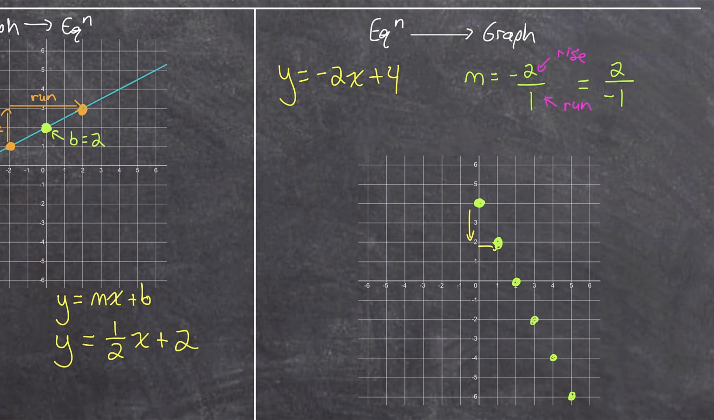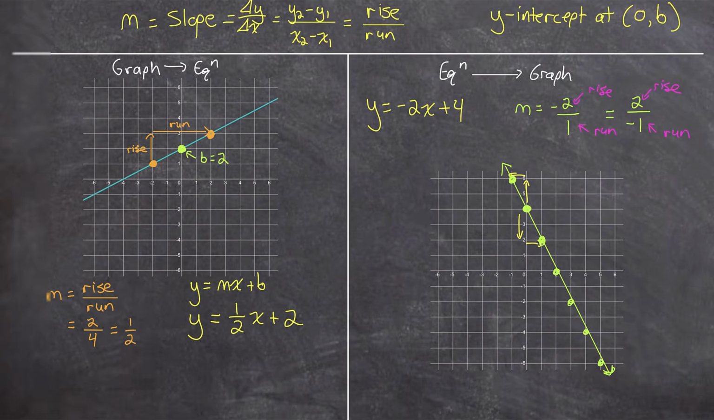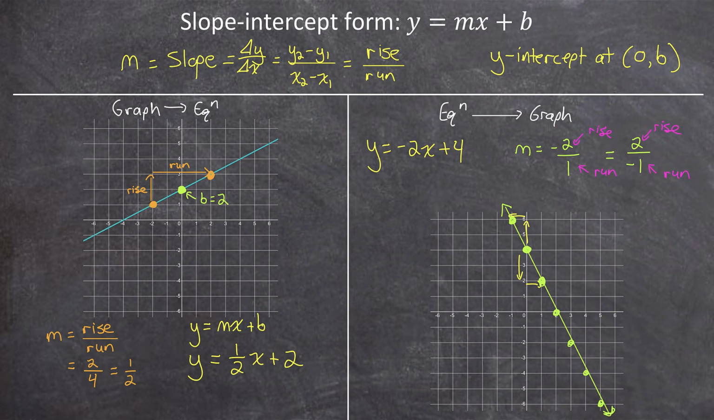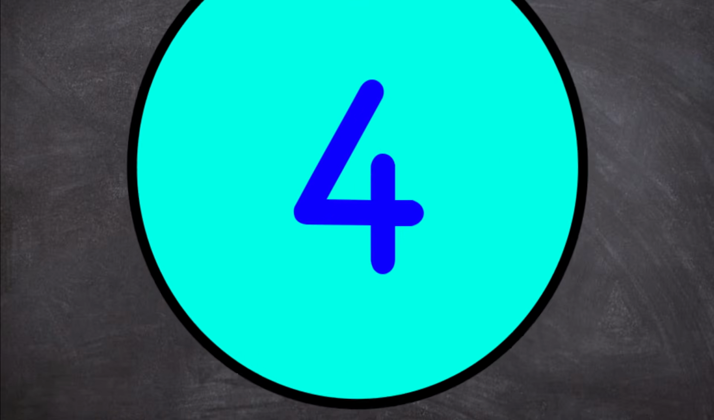But the second version would tell me to rise +2, which means go up 2, and run -1, which means go left 1. So if I go up 2 and left 1, notice I get another point that is on this linear relationship. So there you go. Now you know how the slope-intercept form equation of a linear relationship, y = mx + b, is connected to its graph.